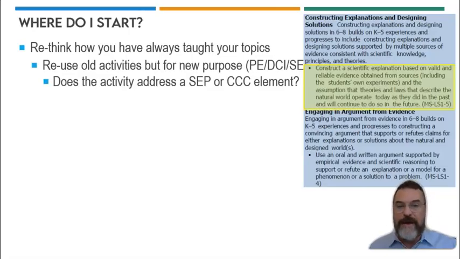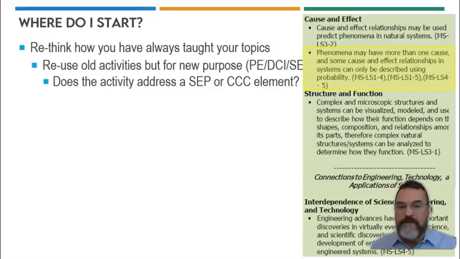Designing a task, you have to consider all of those elements, and in the actual questions that you're asking, do they actually show up? Look at the concept of cause and effect. It says phenomena may have more than one cause, and some cause and effect relationships can only be described using probability. So that may mean that we want students to come up not with the cause and effect, but a cause and effect relationship. Is there more than one cause and effect relationship? The more of these they entertain, the more they have to look for the evidence that supports them.